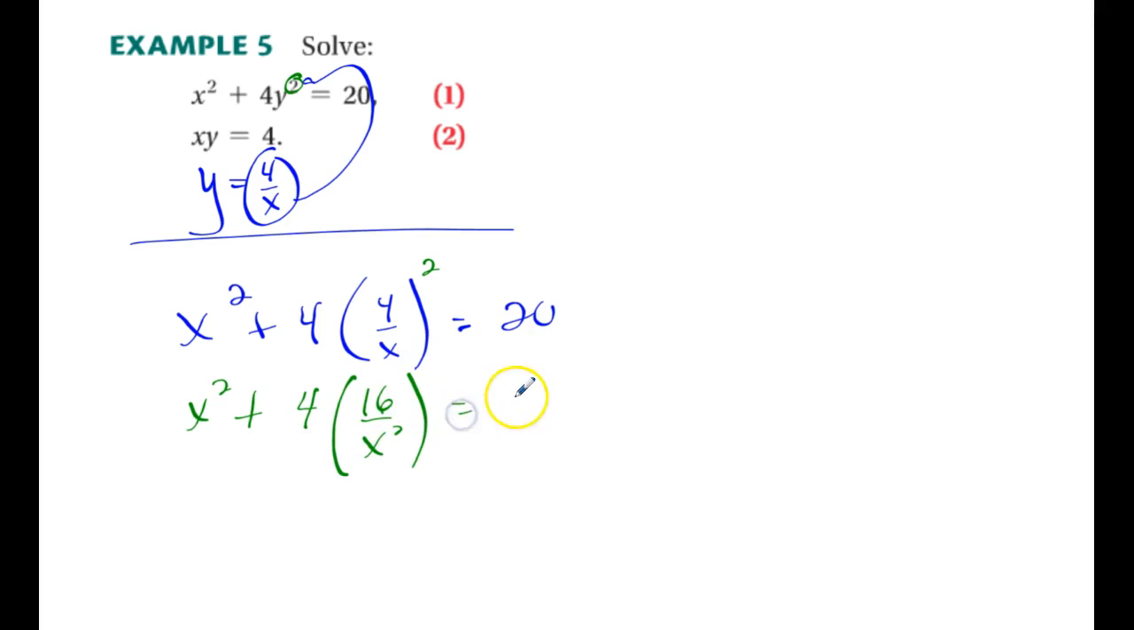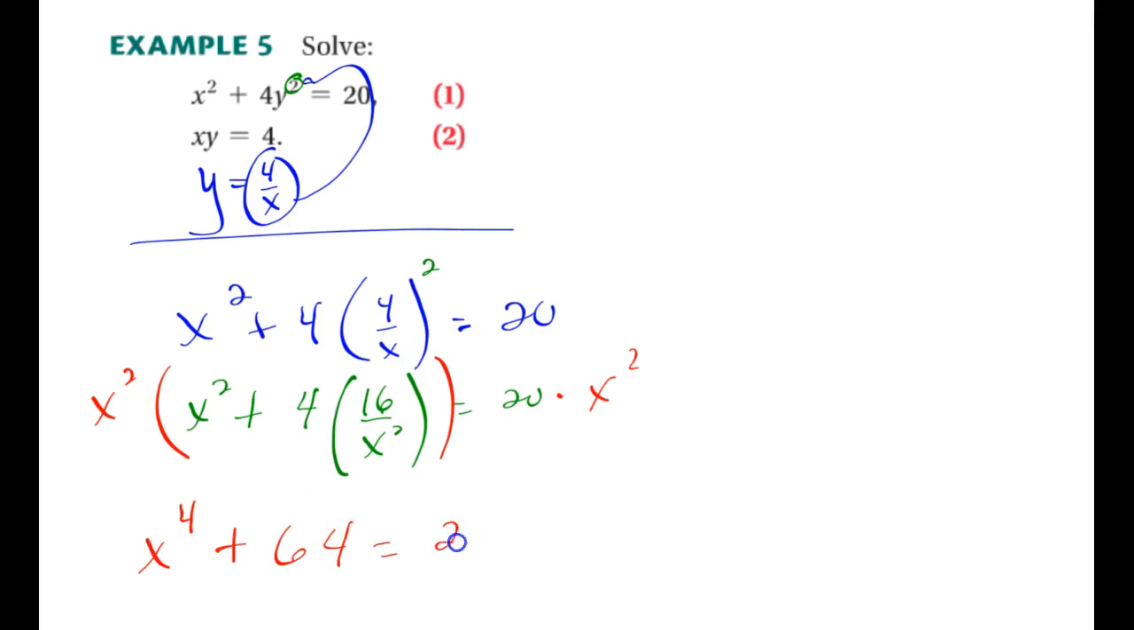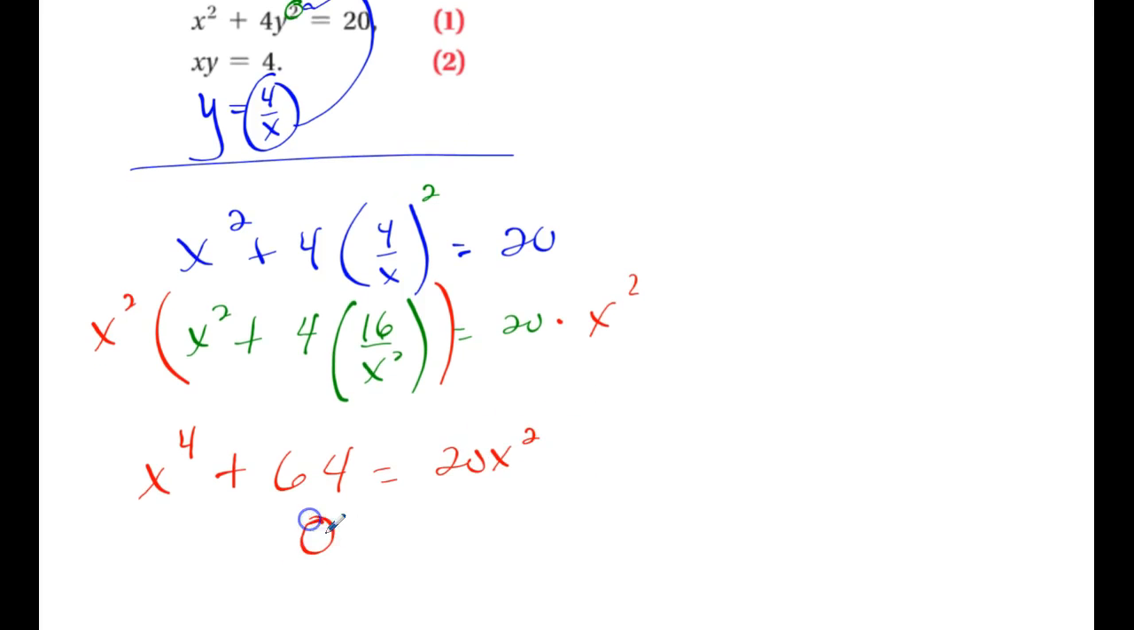So now I can multiply through by x squared every term, or both sides. I still have an x to the 4th. I was trying to avoid that. 16 times 4 is 64 equals 20x squared. Well, I suppose I can just set this equal to 0. Let's put the 0 on the other side. So let me erase this.